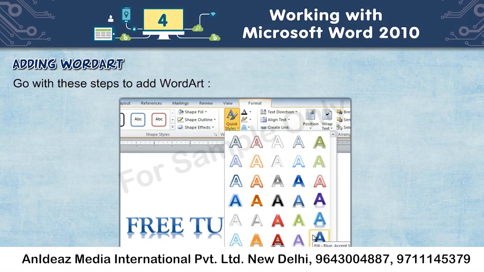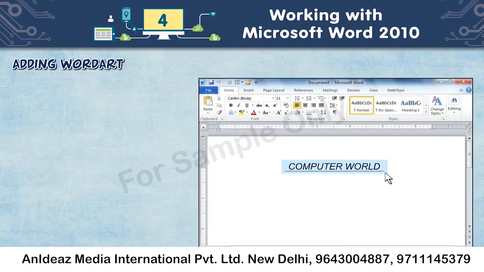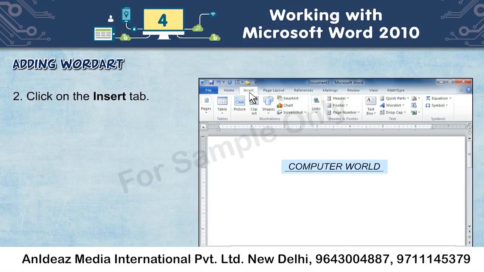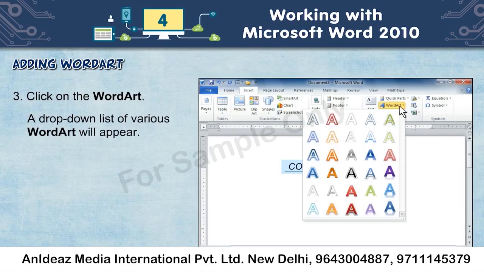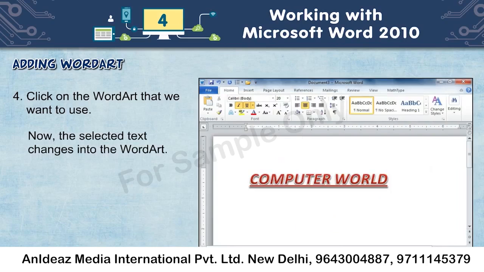Go with these steps to add word art. Select the text which we want to convert into word art. Click on the Insert tab. Click on the word art. A drop-down list of various word art will appear. Click on the word art that we want to use.